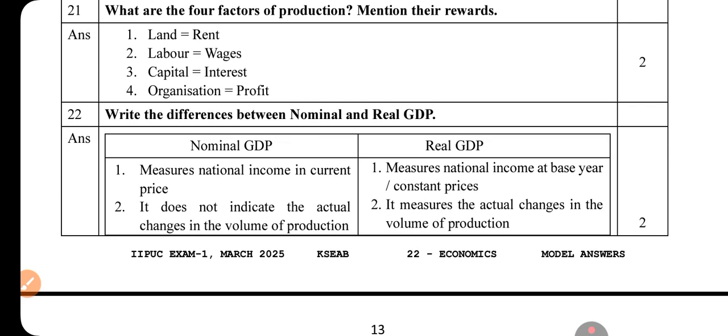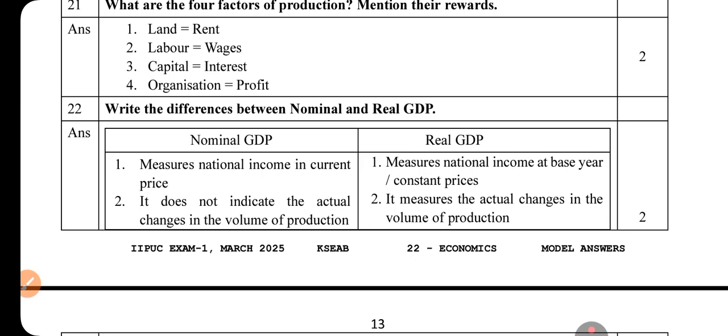Write the difference between nominal and real GDP. Nominal GDP measures the national income in current prices. The nominal GDP calculation is considered at current prices, so it does not indicate the actual changes in the volume of production. Real GDP measures national income at base year constant prices.